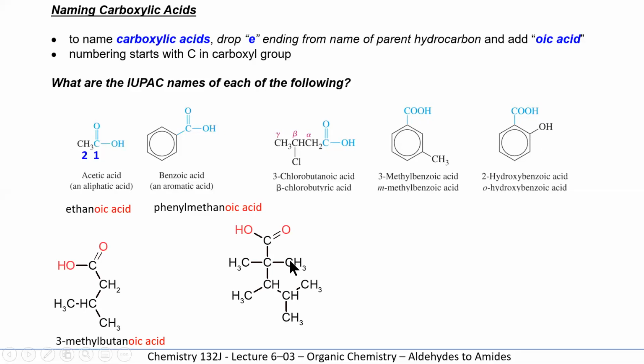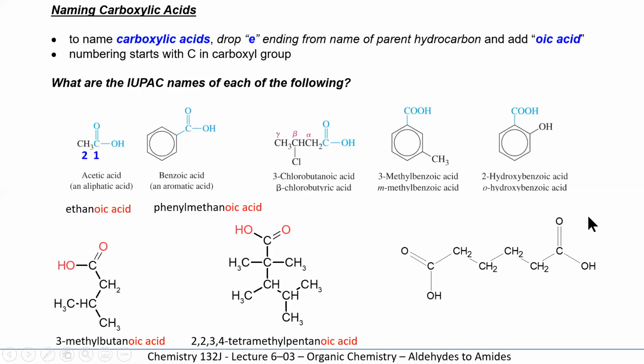to have a methyl group. There's 4 methyl groups on here, so it's a tetramethyl. So we identify the carbons where the methyl groups are, 2, 2, 3, 4, tetramethyl pentanoic acid for 5 carbons in the chain. Another example here is an organic acid, but it's got an acid at each end.